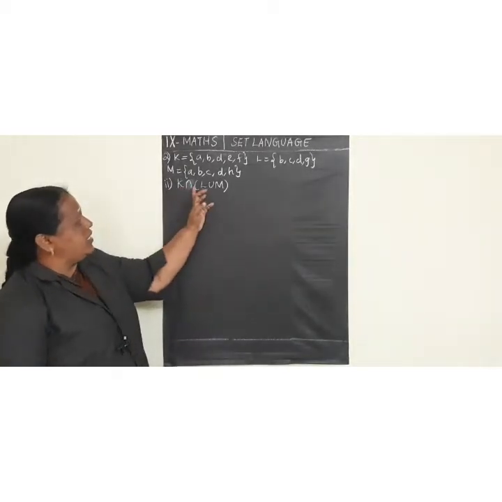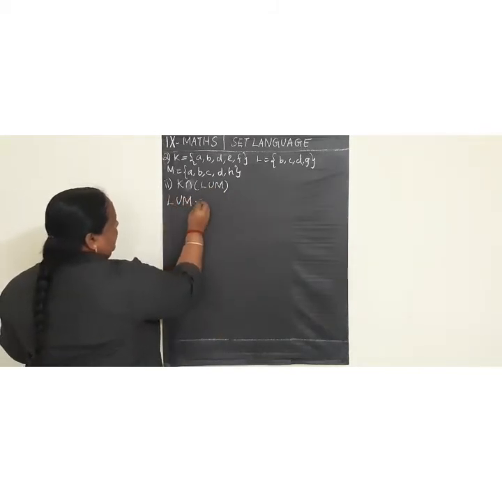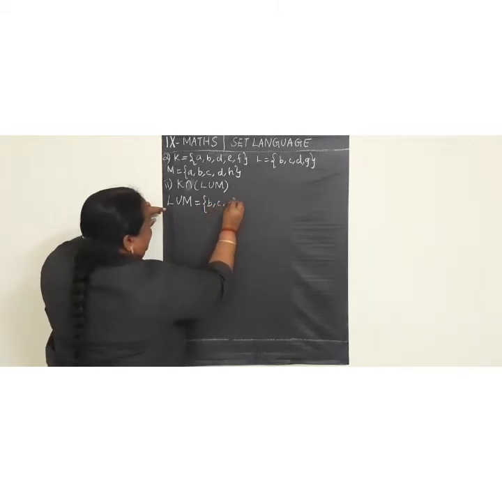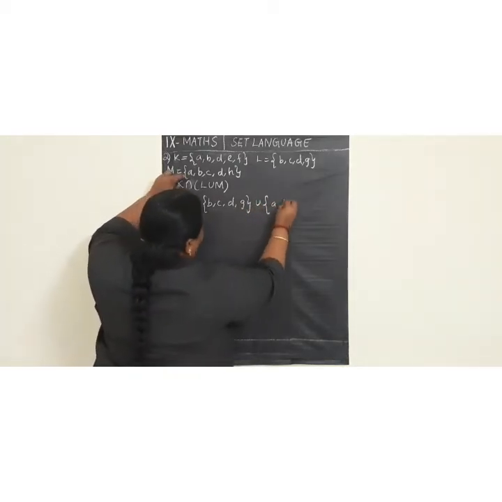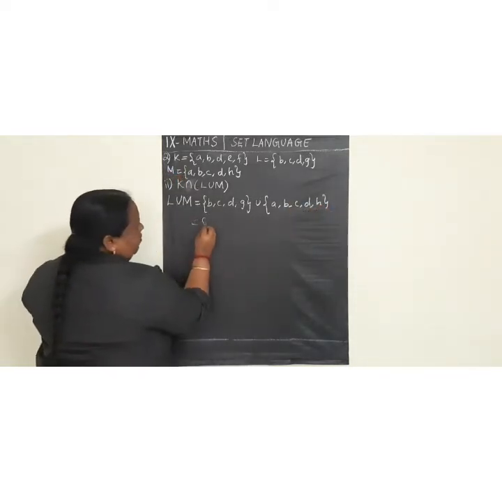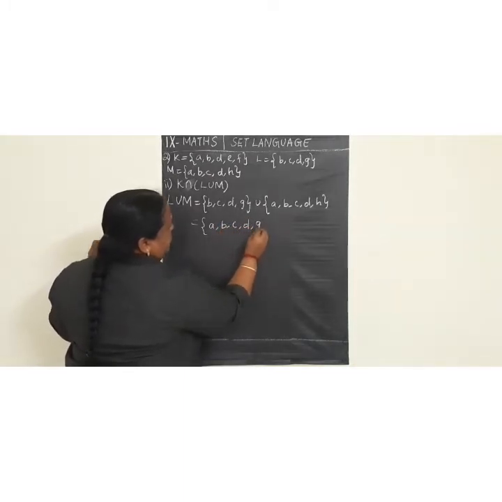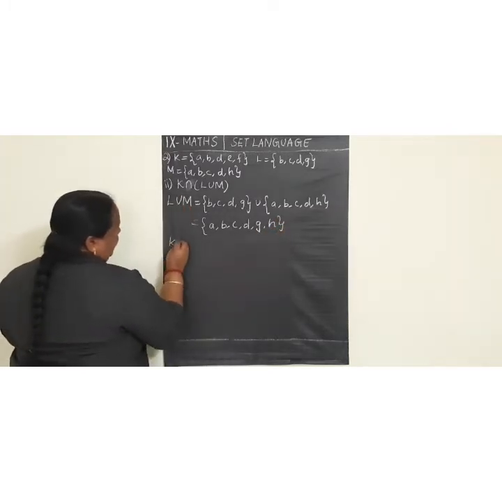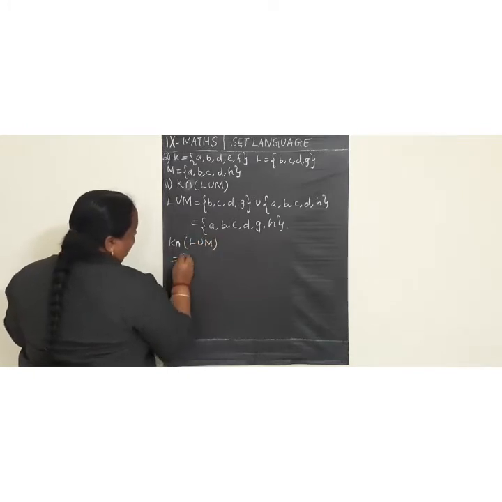Next subdivision is K intersection (L union M). So in this first we have to find L union M. L union M is equal to, first we have to write the set L, {B, C, D, G} union M, {A, B, C, D, H}. Union means we have to combine and write it. So {A, B, C, D, G, H}.